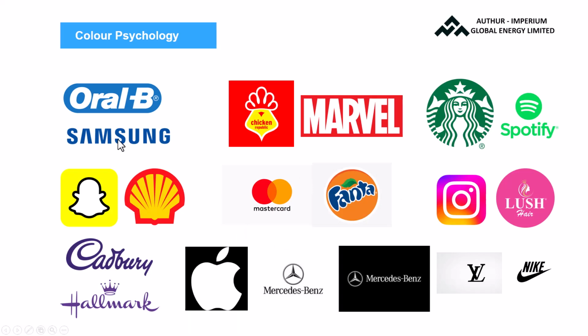So Samsung is using blue, which represents calmness, stability, trust. So a lot of us trust Samsung products because they are good. Same thing applies to Oral-B. If you use the Oral-B toothpaste or Oral-B products in general, they represent health products. So blue is very common with health products.